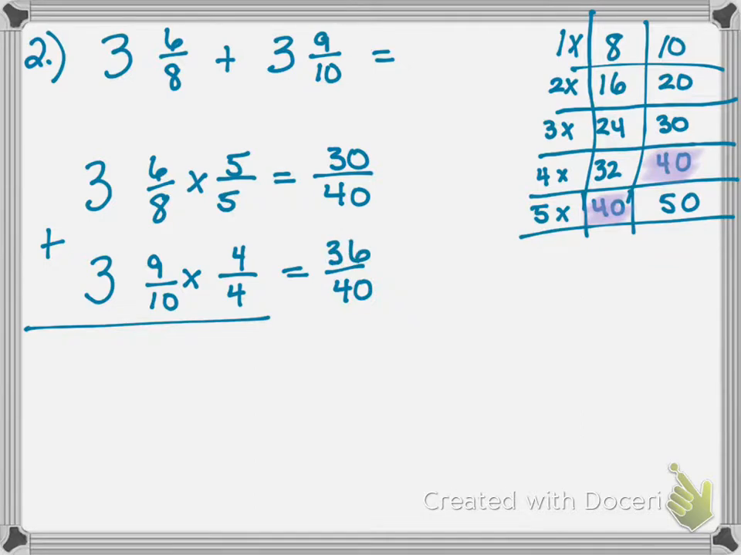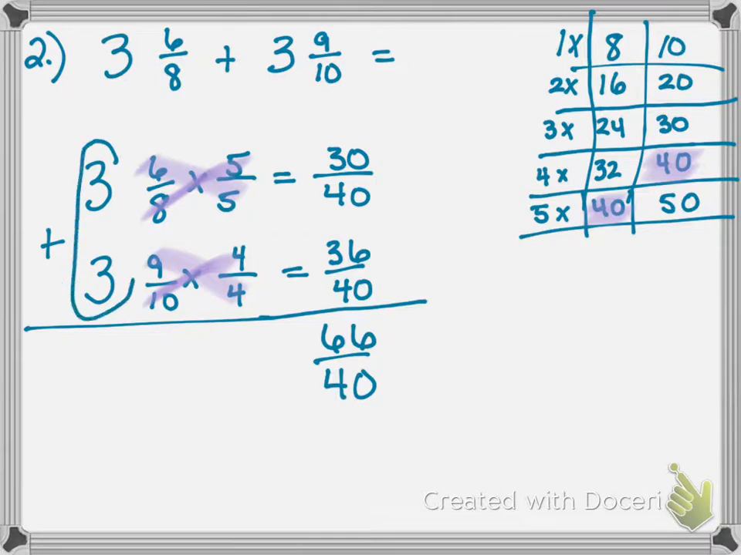All right, so I have 30 plus 36, and I'm going to cross what I just did out so I don't get confused. And we know that our common denominator is 40, so that's going to stay the same. And now I can just take 30 plus 36. That's going to give me 66. And now I'm going to add my whole number. I have 6. My answer is 6 66/40.